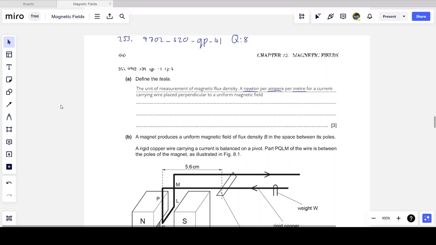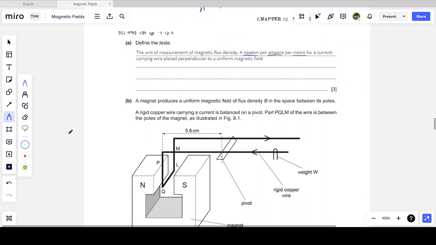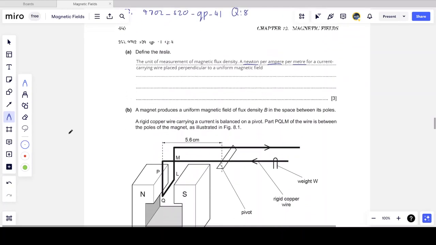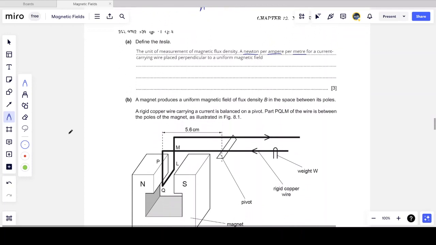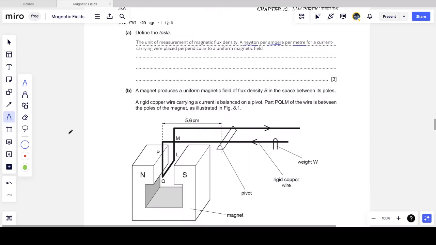So when asked to define the Tesla and you're struggling to remember what it is, write down the equation for a wire placed perpendicular in a field, rearrange it for B, and build your definition from what you can see in the equation. So question B says, a magnet produces a uniform magnetic field of flux density B in the space between its poles. A rigid copper wire carrying a current is balanced on a pivot, and part PQLM of the wire is between the poles of the magnet.